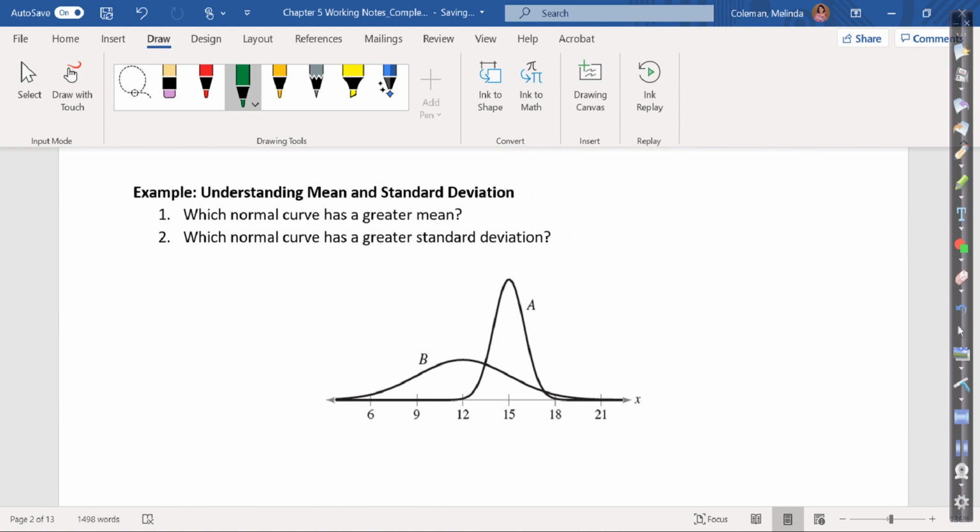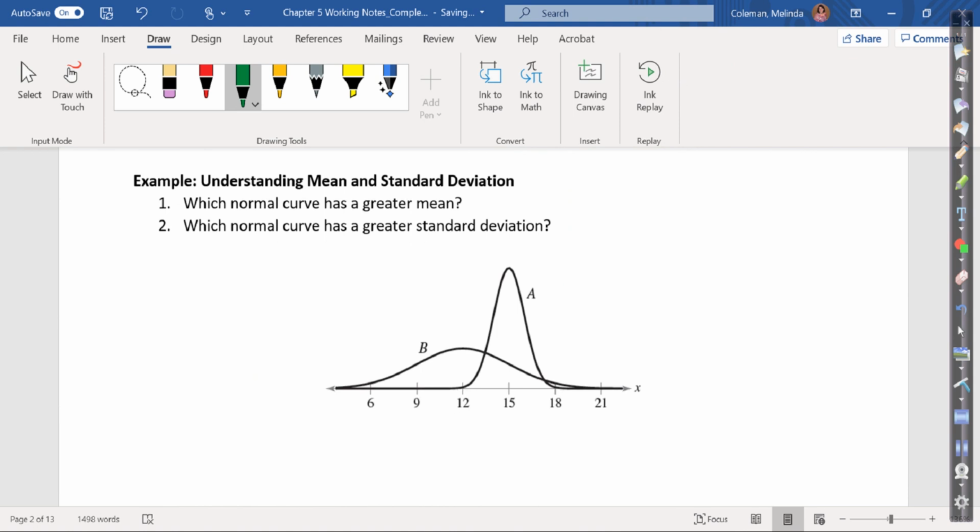So understanding the mean. Again, we talked about this. Which one has the greater mean and which one has the greater standard deviation? Well, here, my mean for B would be 12. On this one, my mean is 15. So obviously the curve with the greater mean is curve A.